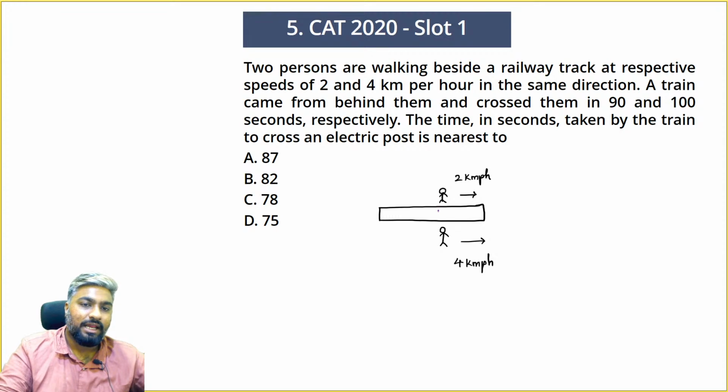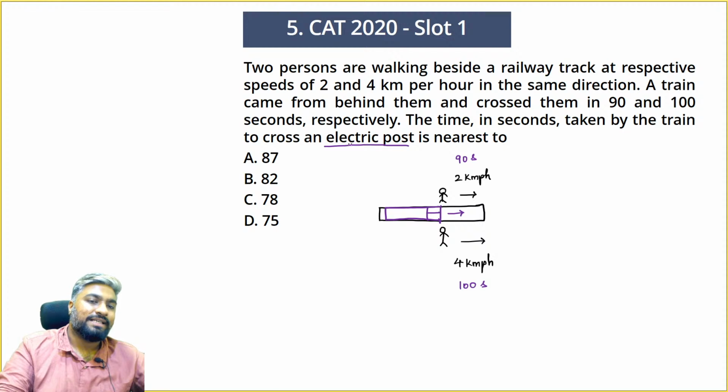So let's say the train is here. Okay, this is the train, the purple part. The train came from behind them. That means it's also traveling in the same direction and crossed them in 90 and 100 seconds respectively. So can I say the first person was crossed in 90 seconds? The second person was crossed in 100 seconds. Yes, they're asking the time in seconds taken by the train to cross an electric post.